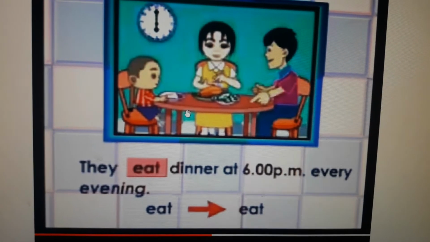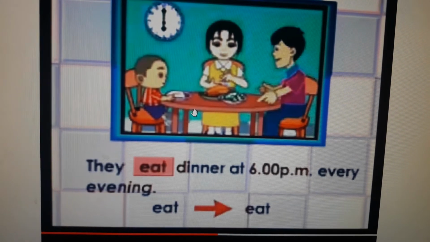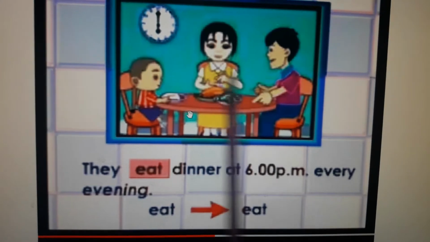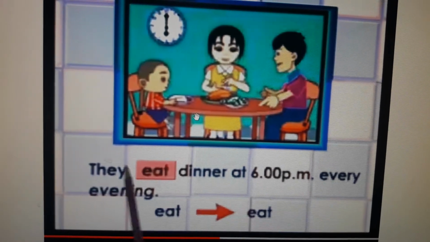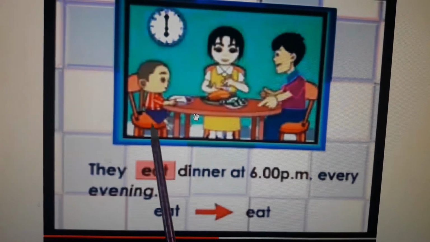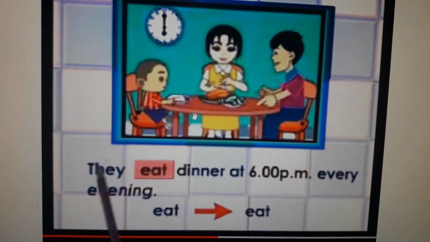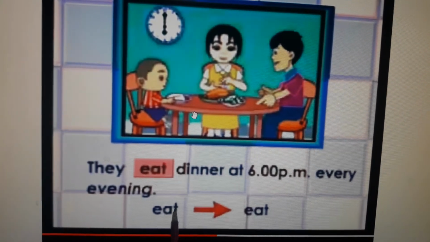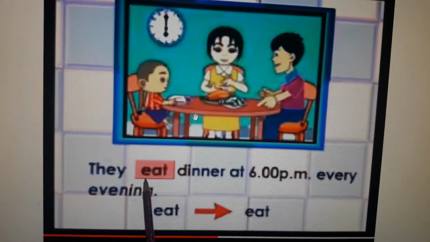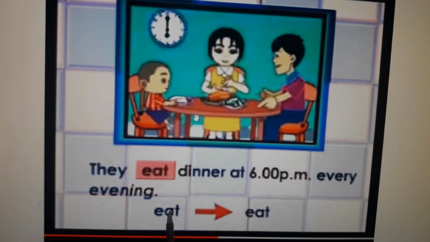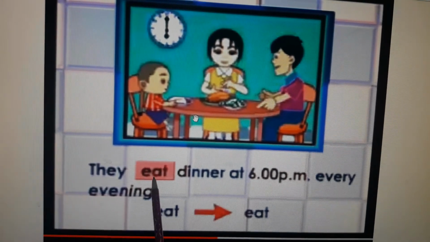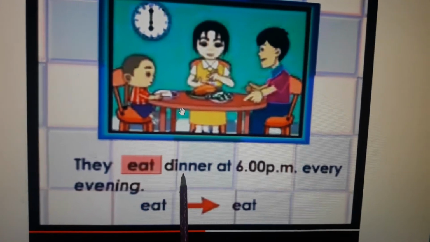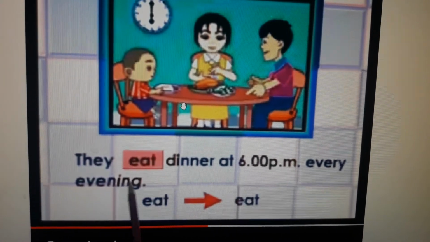Okay students, as I told you, only with he, she, it we will add s or es with the verb. But this sentence starts with they. If the sentence starts with I, we, they and you, which form of verb will be right? We will write the same original form of the verb, without any changes. So simply we write the first form of the verb. They eat dinner at 6 p.m. every evening.